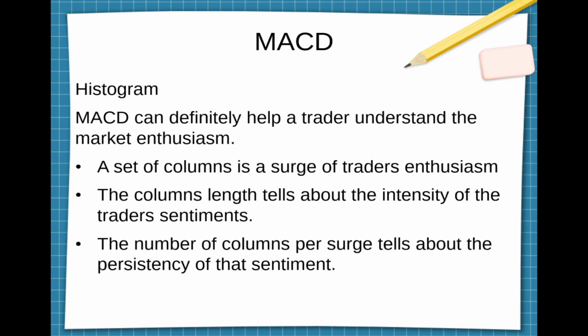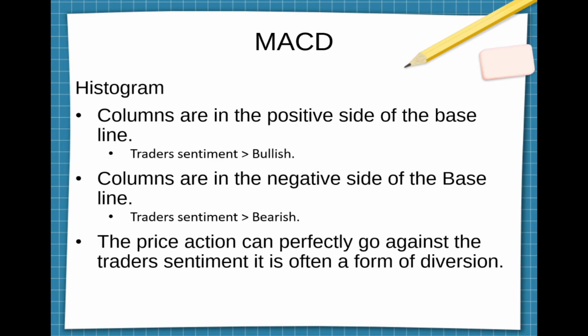A set of columns is the surge of trader enthusiasm. The length of the columns tells you about the intensity of the trader sentiment. The number of columns that you get back to back tells you about the persistency. I think I've told you that. So in the histogram, if columns are on the positive side of the baseline, the trader sentiment is bullish. If the columns are on the negative side of the baseline, the trader sentiment is bearish.